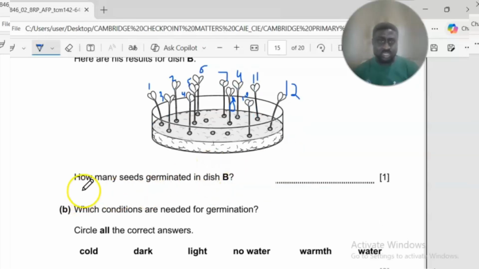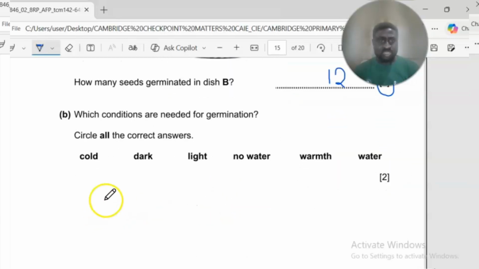The question now says, how many seeds germinated in dish B? As we can see from our count, 12 seeds germinated. So you do that and you get your 1 mark. The B part says, which conditions are needed for germination? This has to do with the conditions necessary for germination of seeds.